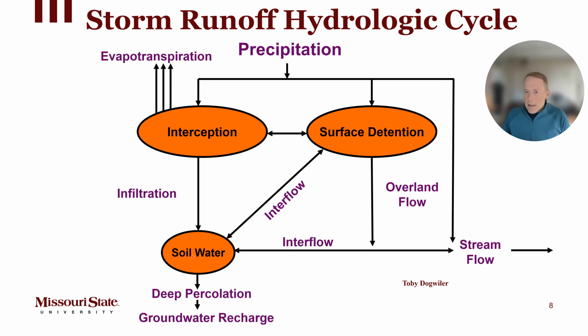And soil water then can do one of two things. It can start to move laterally, or parallel to the land surface, and become interflow and eventually make its way back to the stream. It can become interflow and re-emerge in one of those surface detentions and then become interflow again. So notice that this arrow is two ways, and then eventually flows to the stream. And then some of that soil water could move more vertically, percolate, and become groundwater recharge.